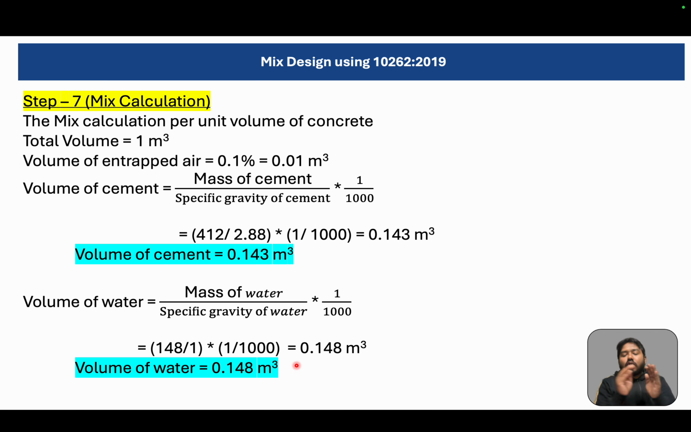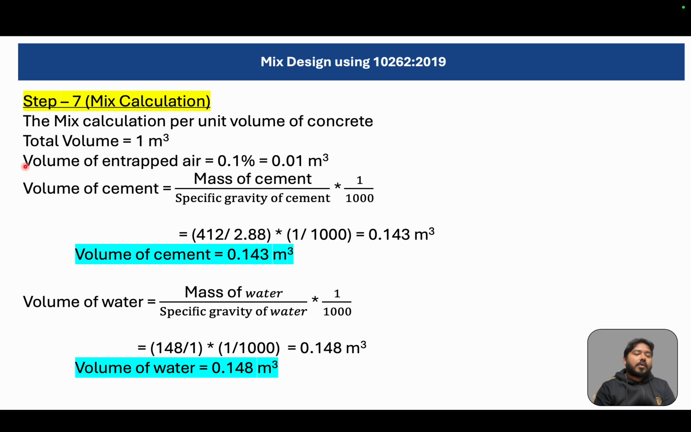How much concreting is required, how much of each ingredient is required, all the ingredients: how much cement is required, how much water is required, how much superplasticizer is required, all these things we need to calculate. So that is why we always need to represent in terms of 1 meter cube. Whatever values you got from step 1 to 6, you have to calculate again based on the volume.